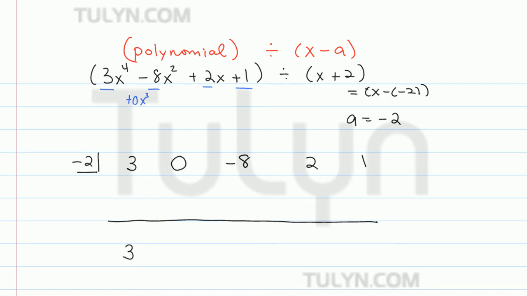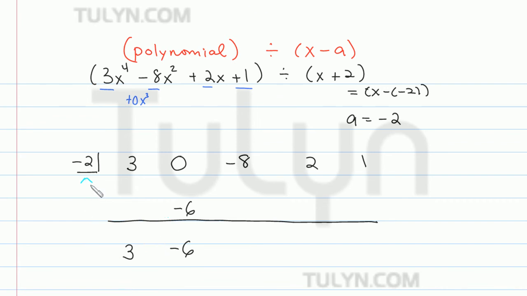And then the next step is to take this value inside the box, this negative 2. We want to multiply it by 3 and then rewrite it in the next column, right under the 0. So 3 times negative 2 is going to give us negative 6. And then we want to add the terms in the column. So 0 plus negative 6 is just going to be negative 6.